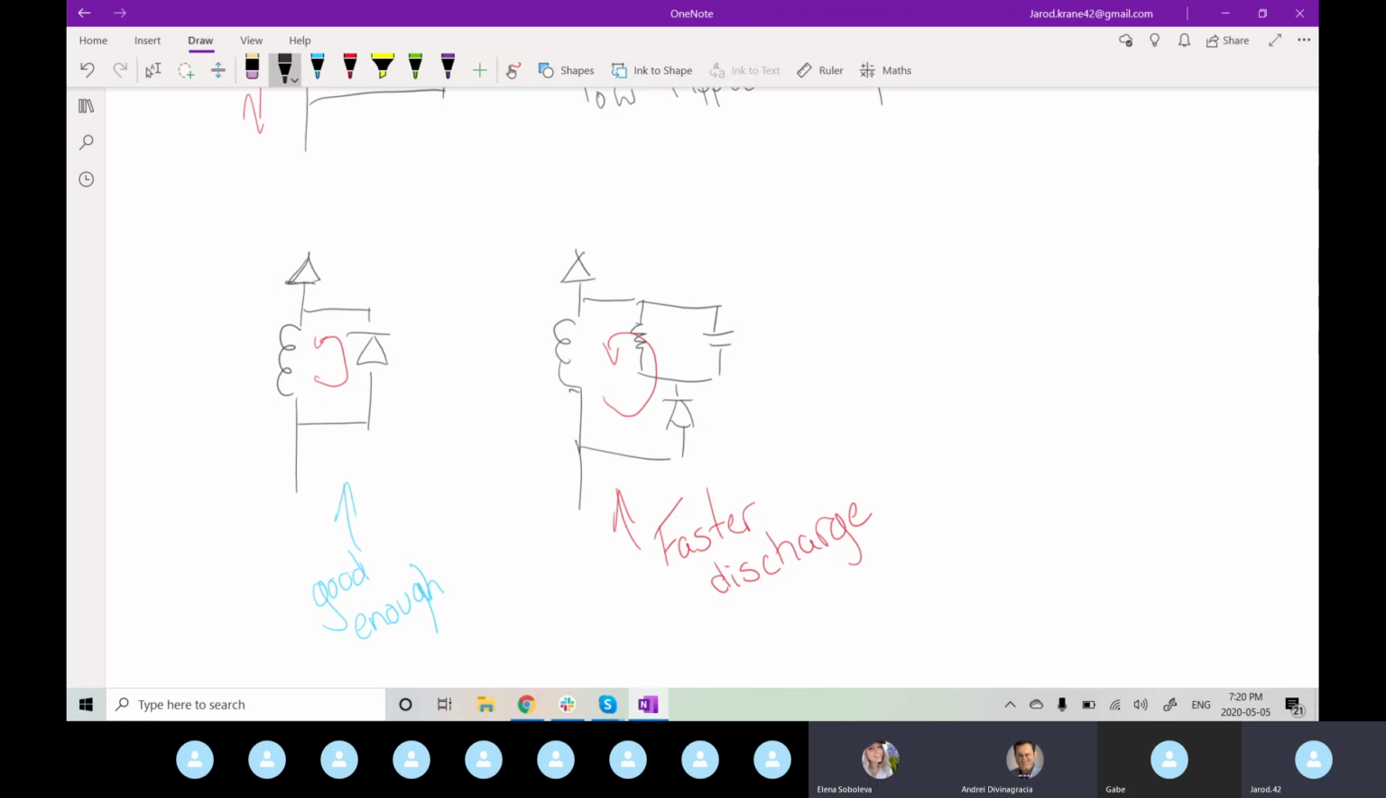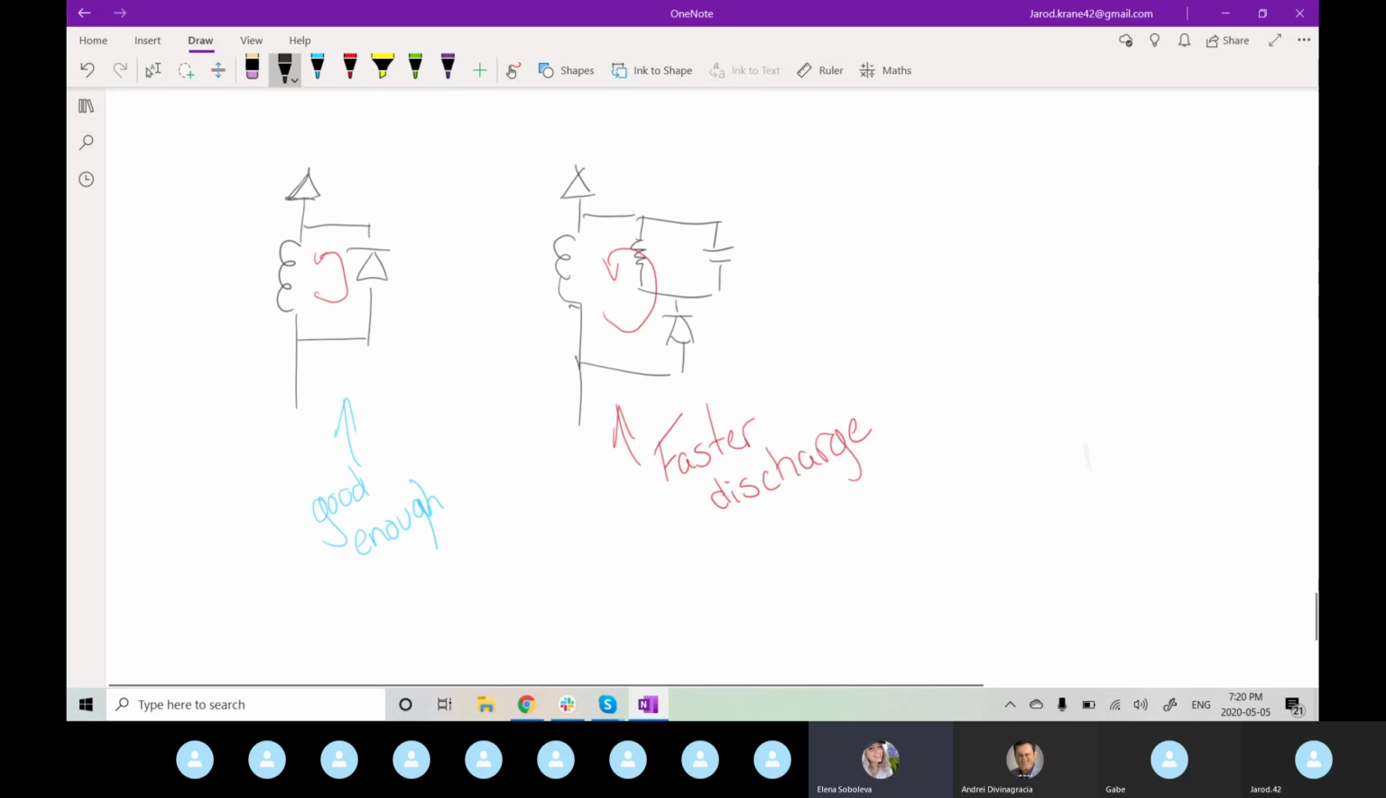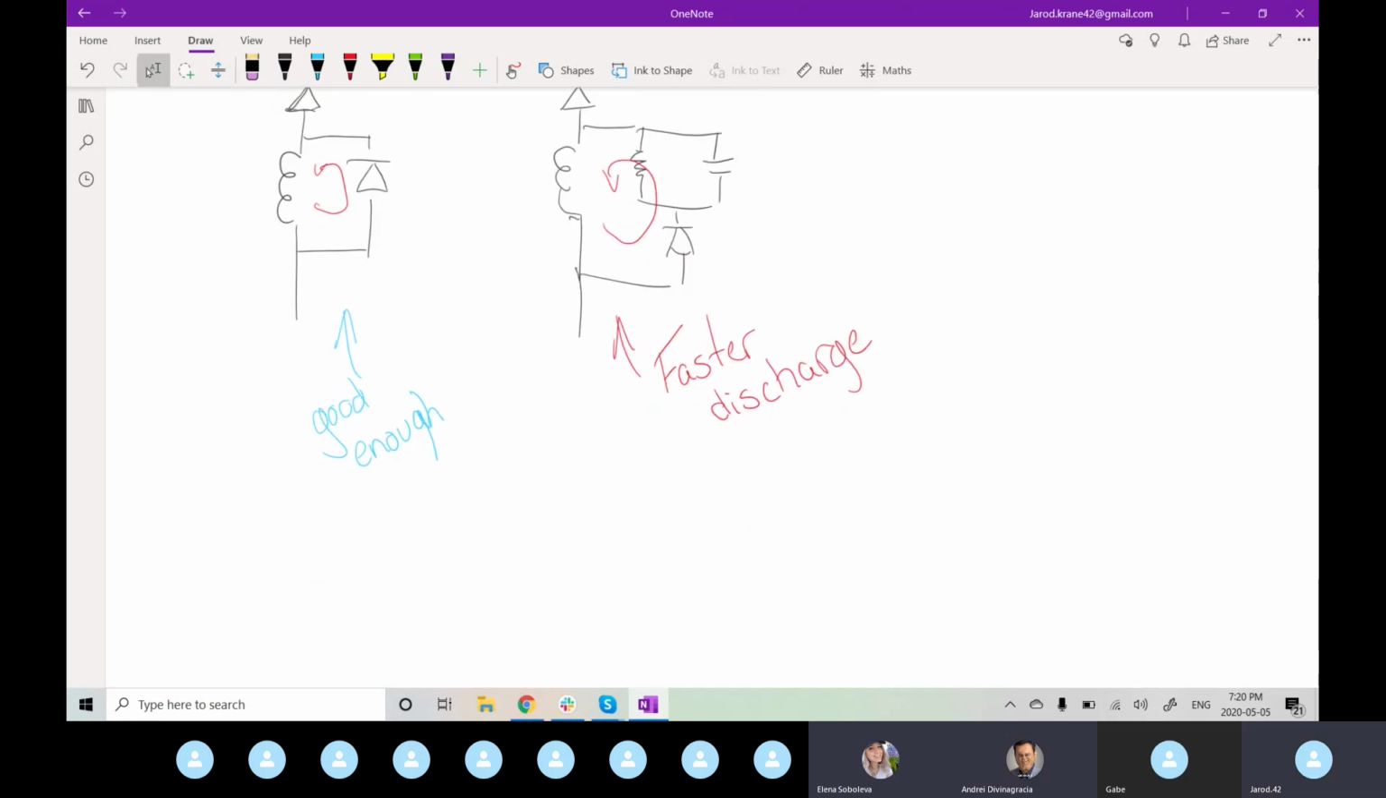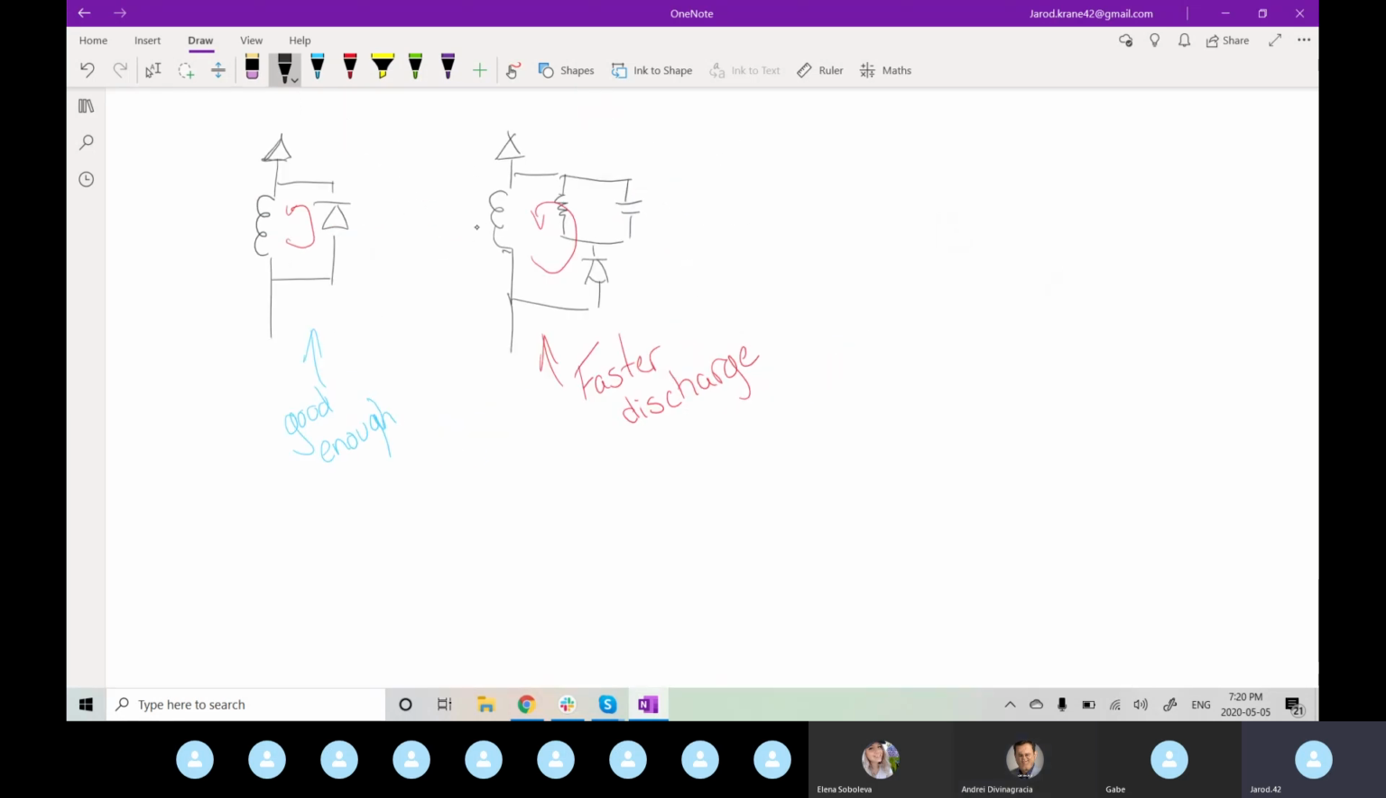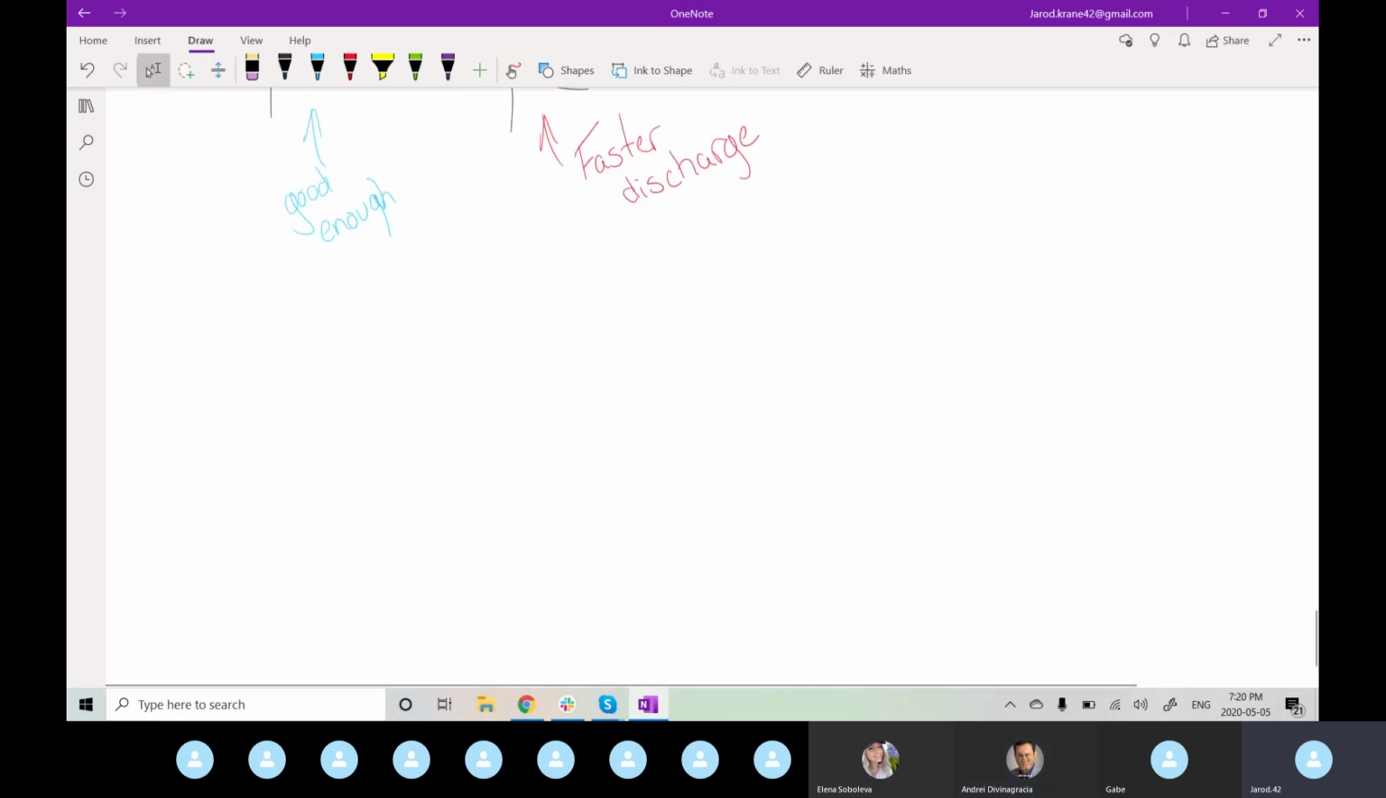Jarod, yes. What does faster discharging mean for us? Like, how is it beneficial? So basically, if you want to be able to turn this off and then back on again in a faster period of time, since you want it to be fully discharged before you turn it on again, you want it to discharge faster in that case.